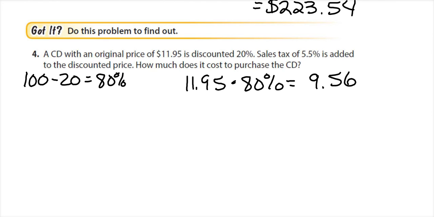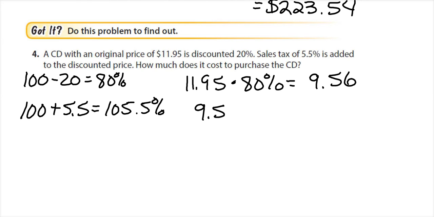All right, now we're going to have to pay an additional 5.5% tax. So if I start over with 100%, we're going to add on 5.5. That makes it 105.5% altogether. So we're going to take the discounted price of $9.56. We're going to multiply, not add, sorry. So times 105.5%. And that should come out to $10.09.